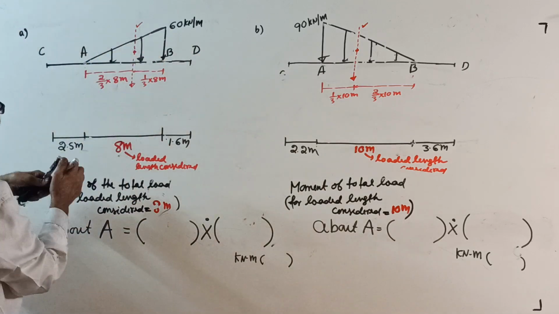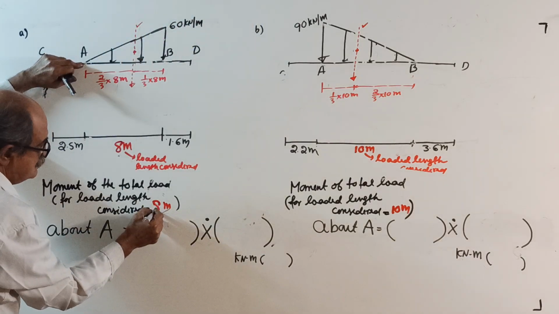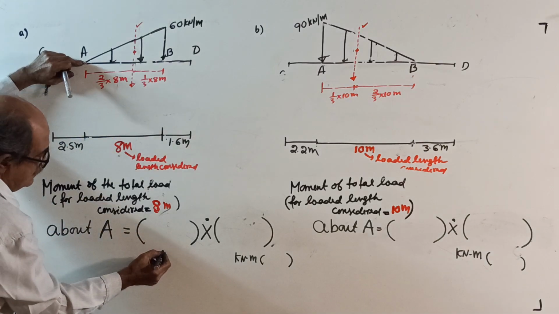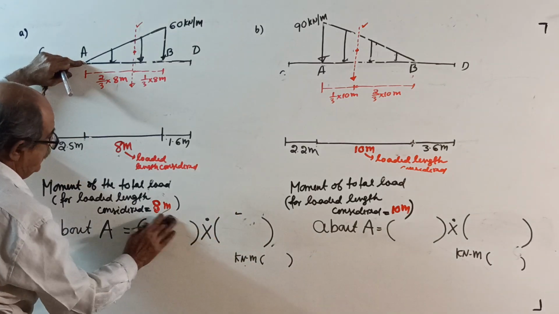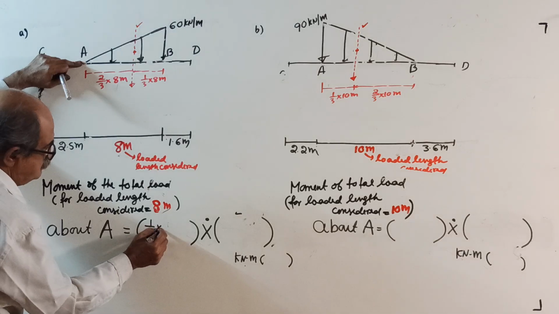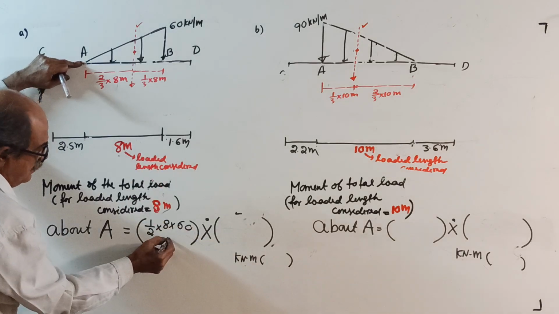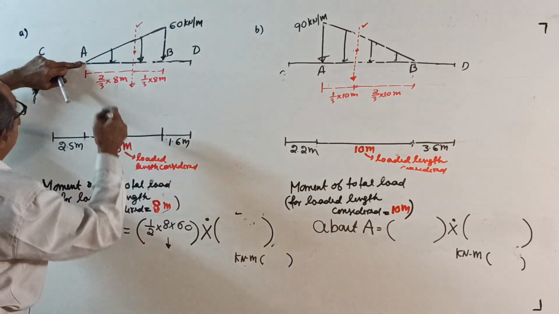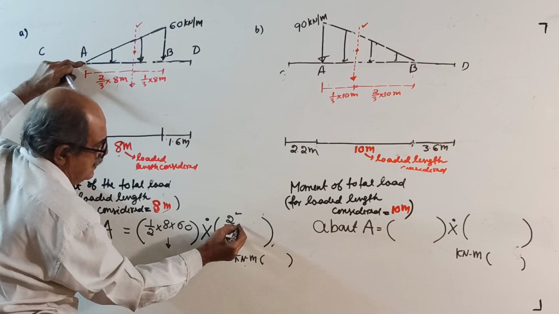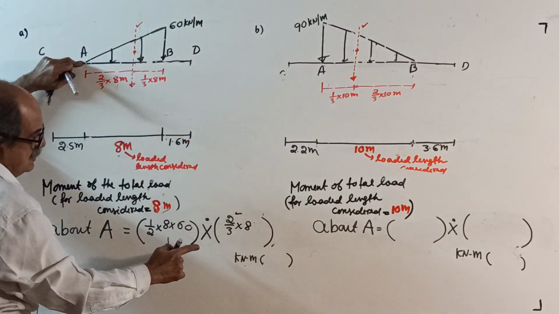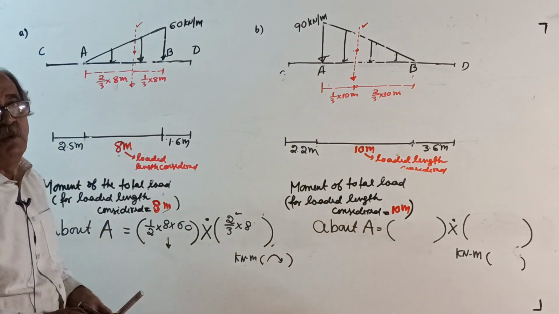load about A equal to, see here, finger A, magnitude of the total load equal to, you should write here, this is the magnitude, this is distance. First is the magnitude, this is the distance. Half into 8 into 60 is the magnitude. See, this will give you magnitude. Into, from A to line of action is 2 by 3 of 8. That much kilonewton meter in clockwise direction. Okay, moment about A over.